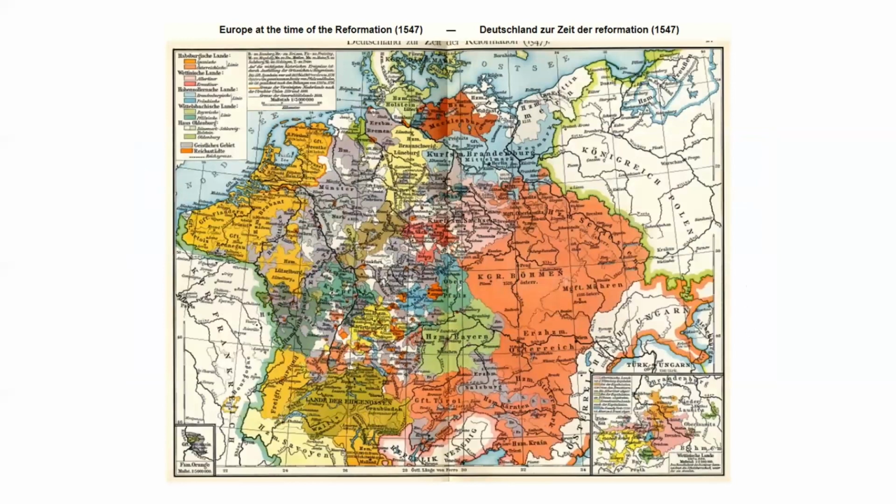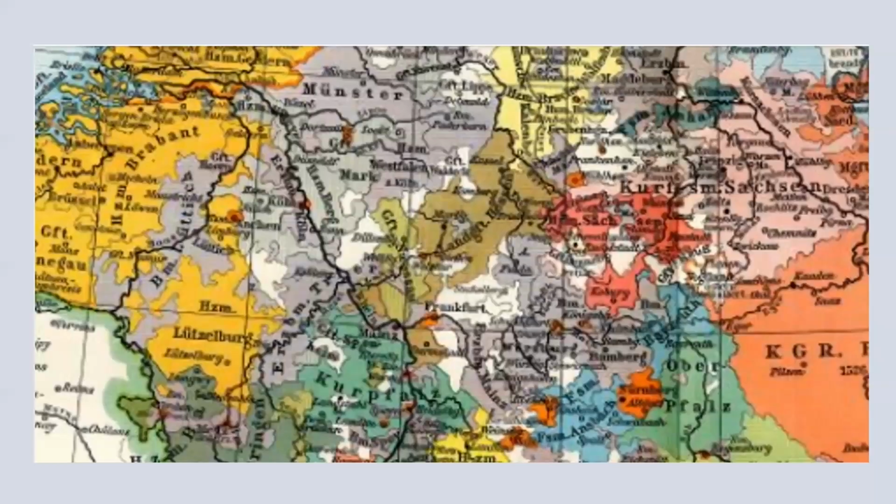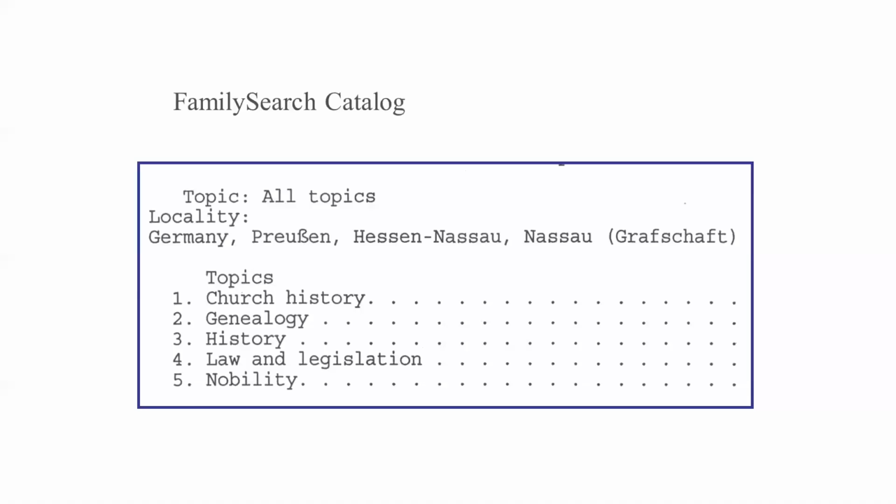This is a map of Germany in 1547 at the time of the Reformation. In this enlargement, circled in red is the Grafschaft, meaning county, of Nassau. A Graf was a count who ruled a county. The place where Weilburg would be is marked by the red star. In the FamilySearch catalog under Nassau Grafschaft, we have more information that would pertain to Weilburg for this time period.